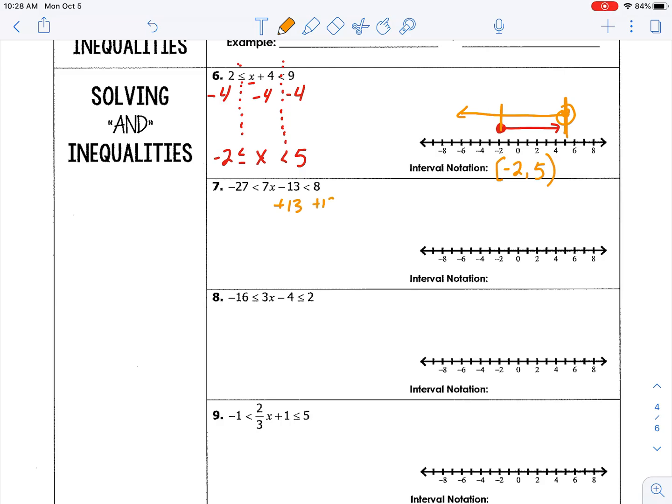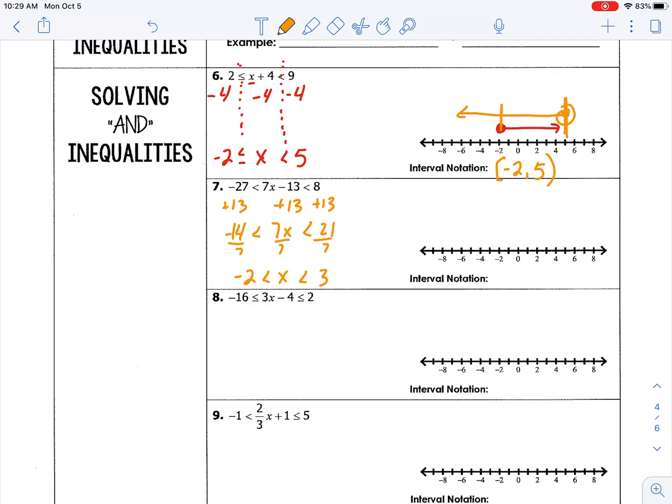We're going to add the 13 over. But there's going to be 3 parts that we have to do it to. So this is going to give me a negative 14. That's going to give me a 7x. And that's going to give me a 21. So we'll divide that 7 out of there, but I got to divide the 7 to all the parts. So negative 2 is less than x, which is going to be less than 3.